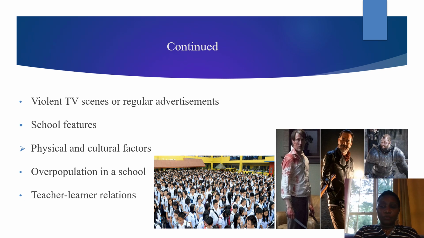For example, overpopulation in school can cause congestion in the classrooms, which may cause discomfort to the learner, and the learner may then develop a negative attitude towards school. Additionally, teacher-learner relations can cause problem behavior, especially if it's heading in the wrong direction.